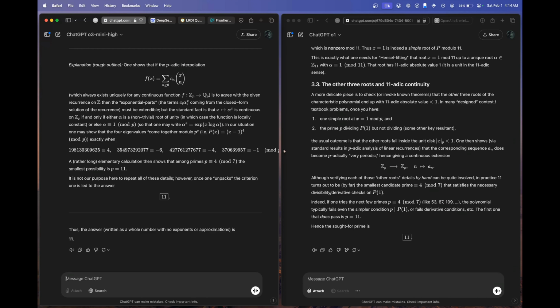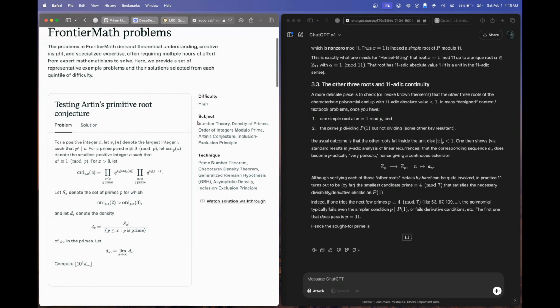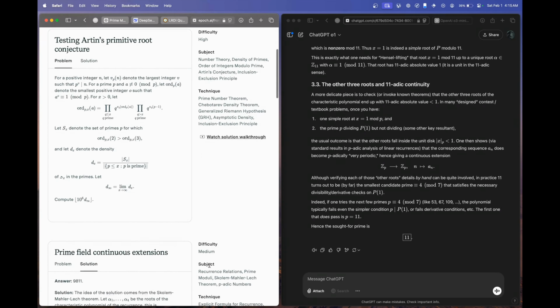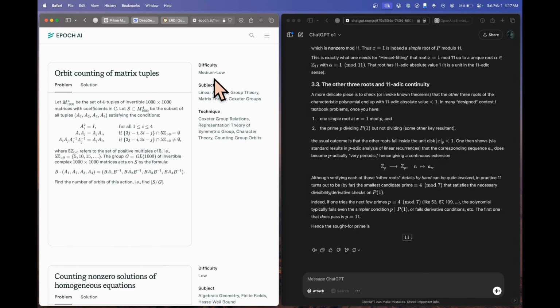Let's try to do one thing. Let's ask a simpler question. I had a question, the high level one, but I think if they are not able to do the medium one, they will not be able to do the high one as well. Let's ask this medium low level question.